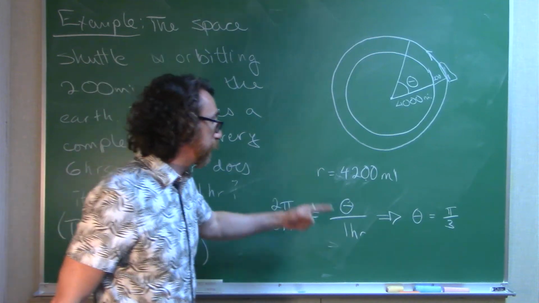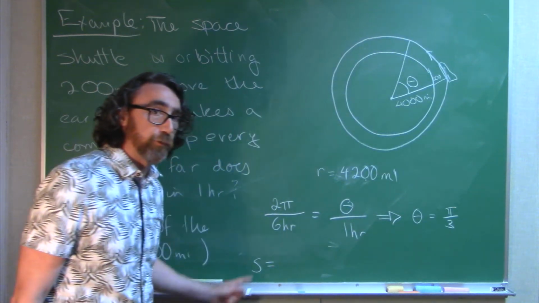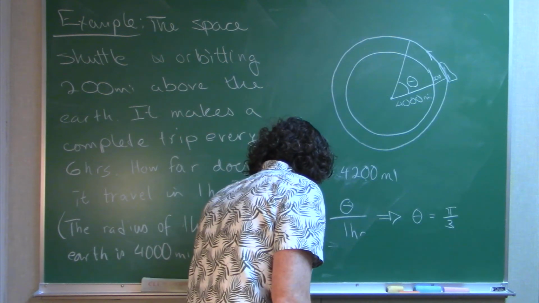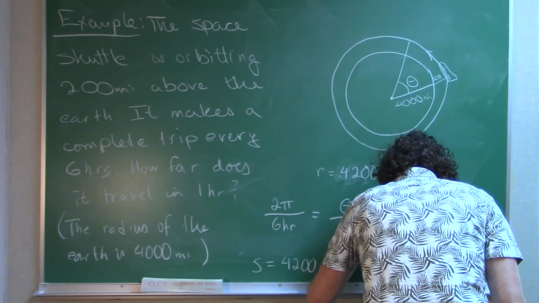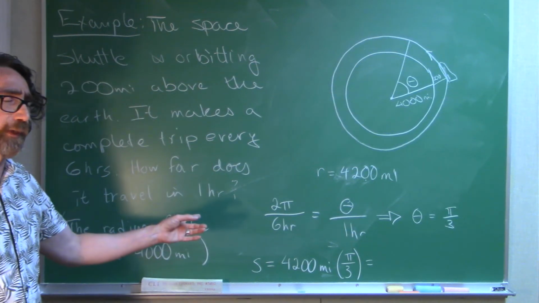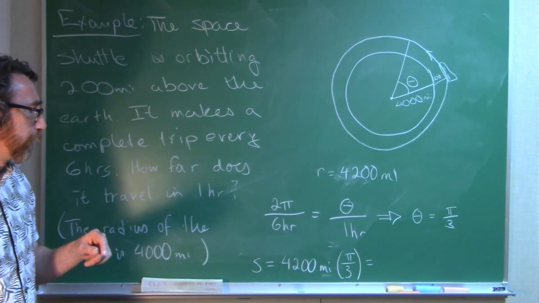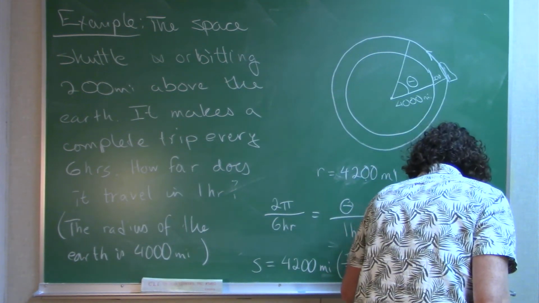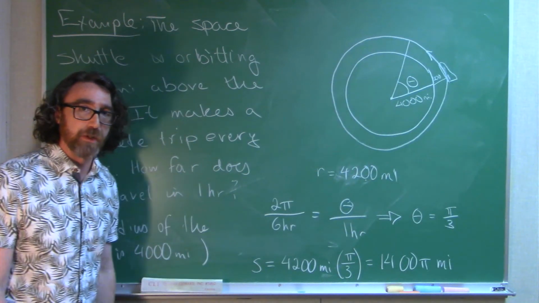So I've got my radius, I've got my angle, so I can figure out the distance traveled, the arc length. r times theta, 4,200 miles times pi over 3 radians. I think 3 goes into 42 fourteen times. 3 times 14 is 42. So this would be 1,400 times pi miles. That's the distance traveled in a single hour.